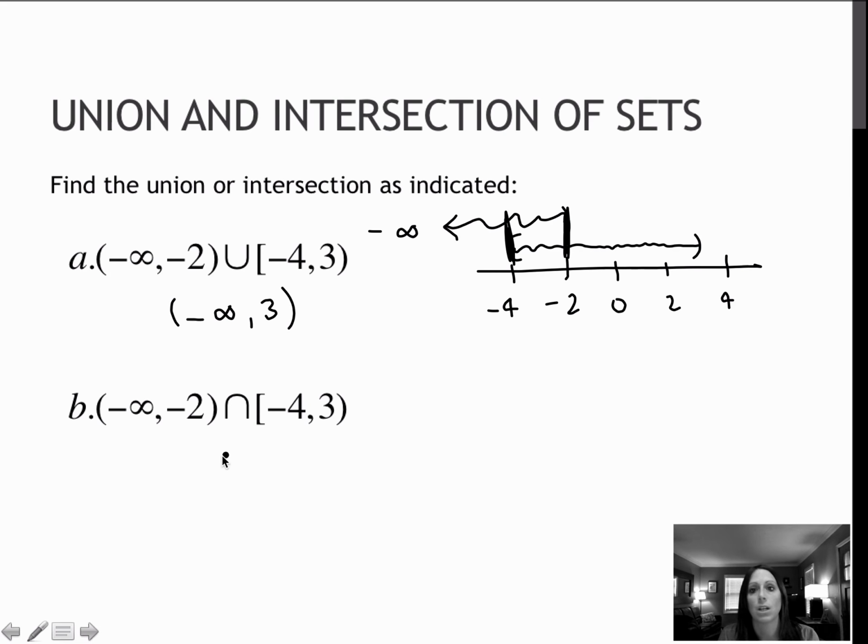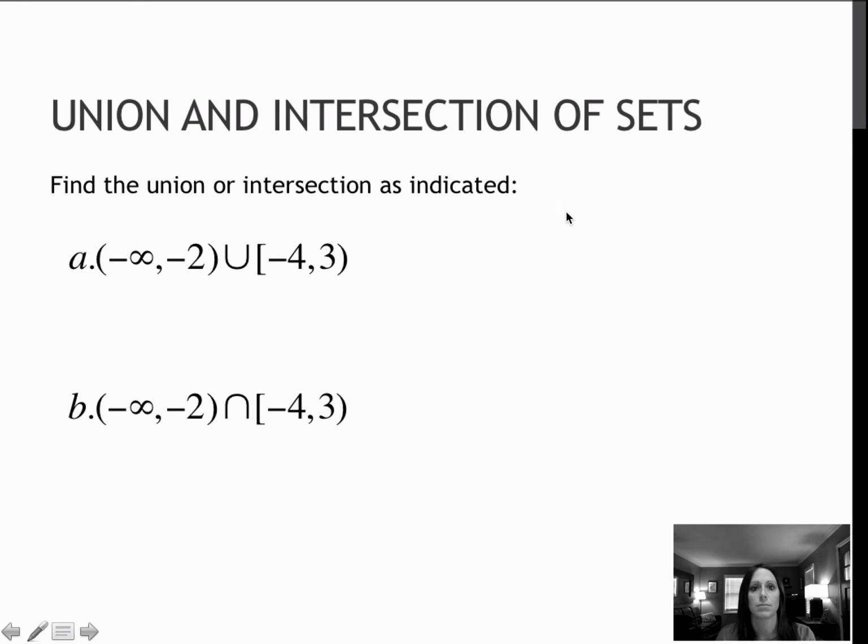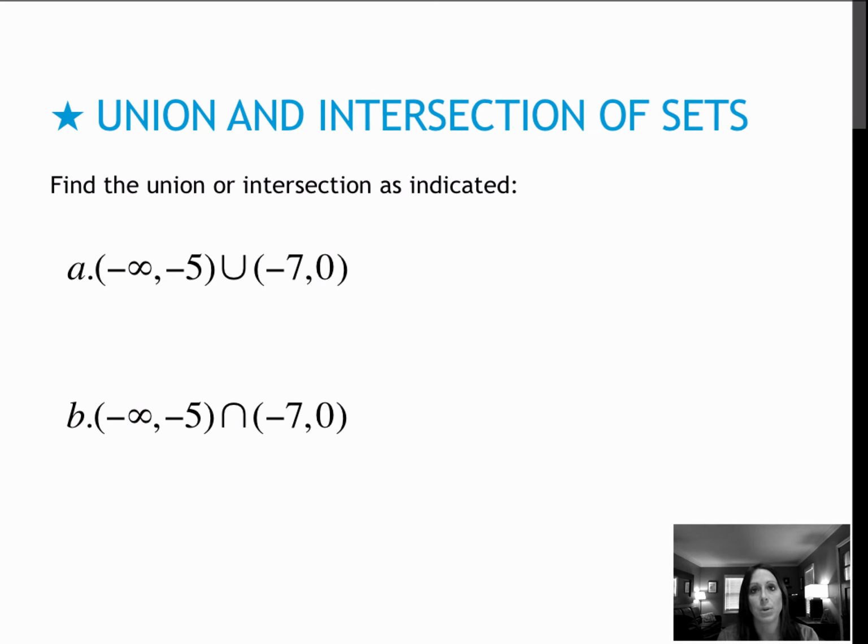So from negative 4 up to 2. 2 is not shaded twice, it's just shaded the once. Oh, sorry, negative 2. Forgot my negative. From negative 4 to negative 2, this one had the bracket, this one had the open parenthesis. Go ahead and try this last one and then press play.